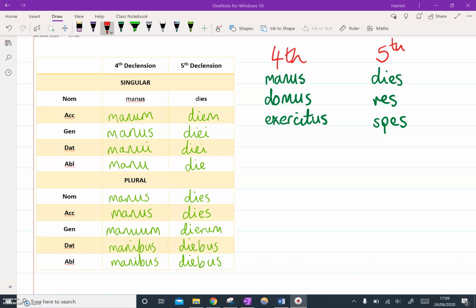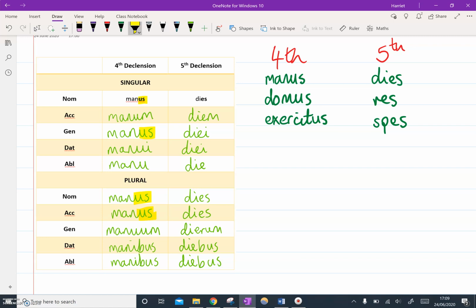If we have a look at the fourth declension, it's quite weird because you have this ending us several times. So you have us as the nominative singular, us as the genitive singular, and then also us as the nominative and accusative plural. What this means is you're going to see the word manus, and it could be nominative or genitive singular or nominative and accusative plural. So as always with these things, you've got to think about the context.